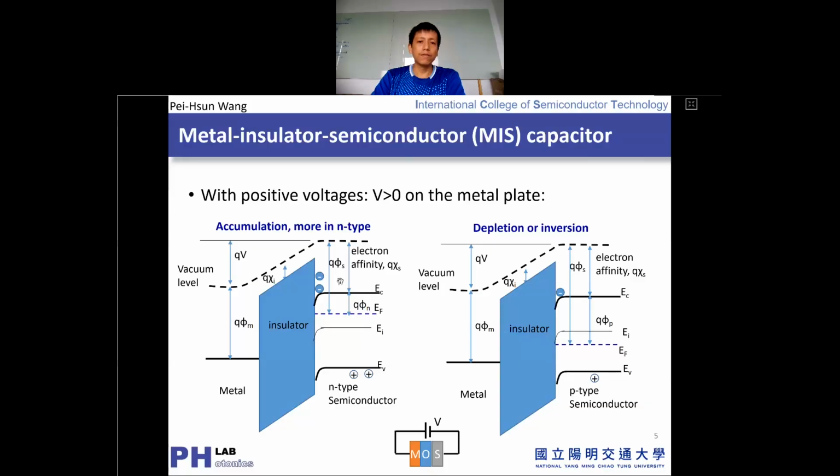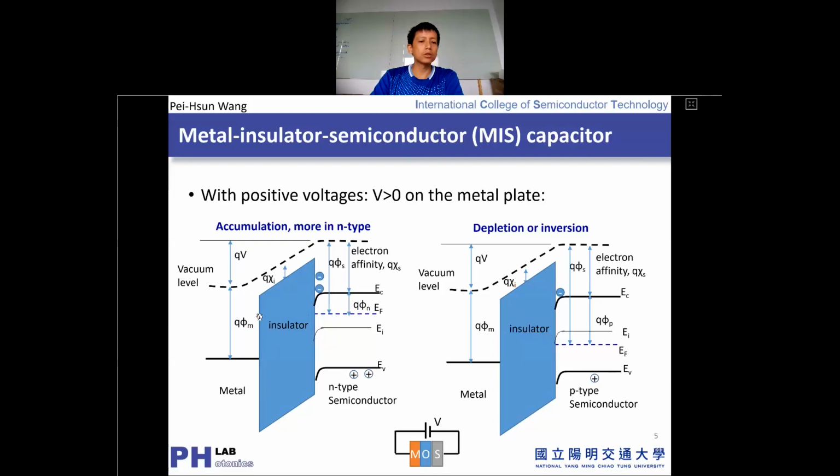So in the N-type system, if you apply a voltage which is larger than 0, more voltage on the metal side, you get the accumulation of the electron, and under the skin, you pull away the free hole in the valence band. So you get this separation of the electron, and even the hole is a minority carrier. So most of the conducting carriers will be electron.